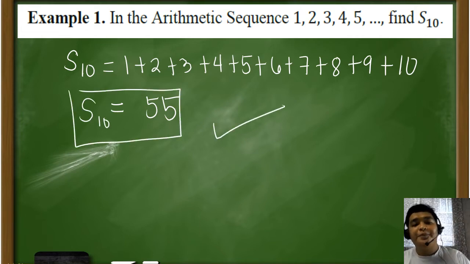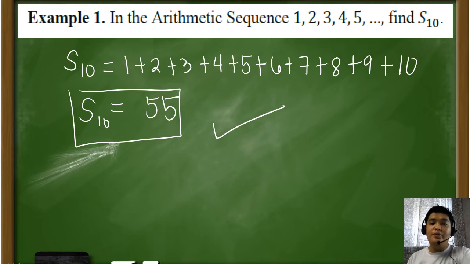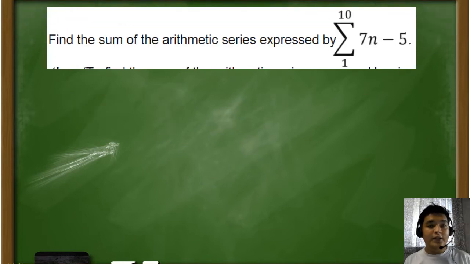Okay, let's proceed to our example 2. Find the sum of the arithmetic series expressed by, how will you read this? That is the sum of 7n minus 5 as n goes from 1 to 10. Again, the sum of 7n minus 5 as n goes from 1 to 10.